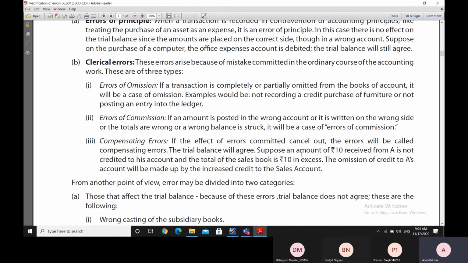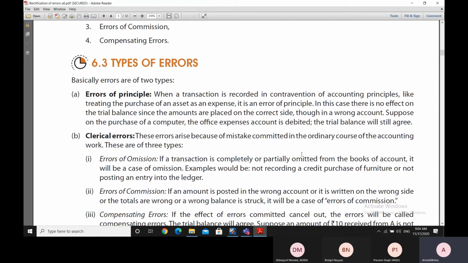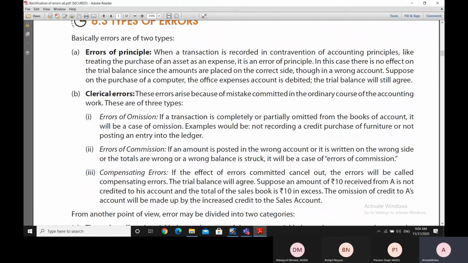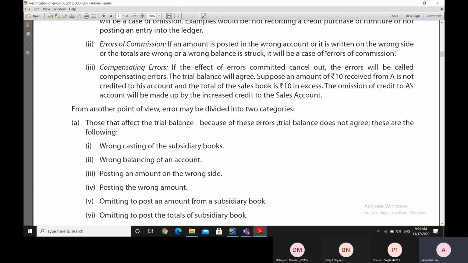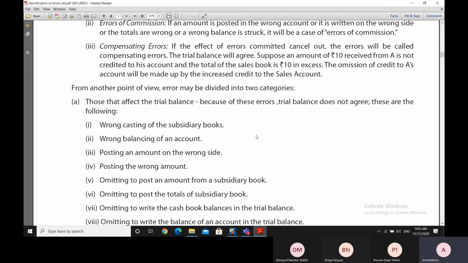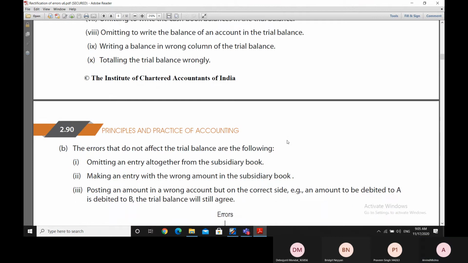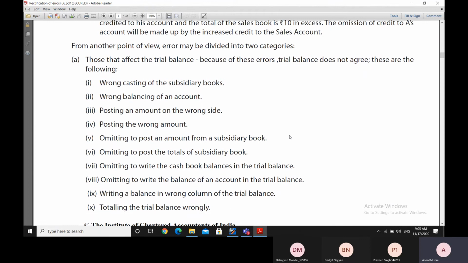Now, so we have divided errors into four types: errors of omission, commission, principle, and compensating errors. If we look at it from another angle, we can also divide errors into two categories. The first category is those errors which are affecting the trial balance. Because of these errors, the trial balance does not agree. So we are looking at errors in the way they are affecting the trial balance or whether they are not affecting the trial balance. So we can divide errors into two categories, whether they are affecting the trial balance or not. So let us see those errors which affect the trial balance.